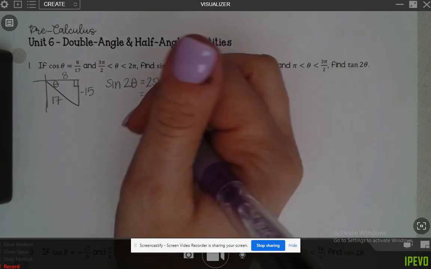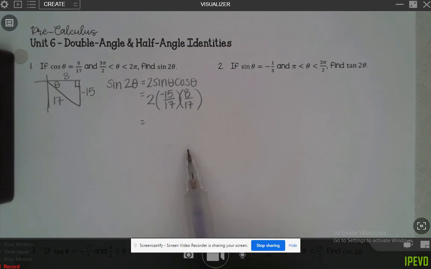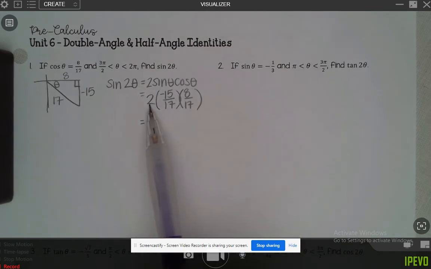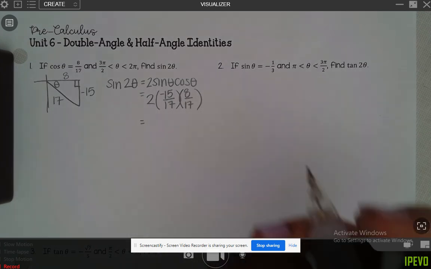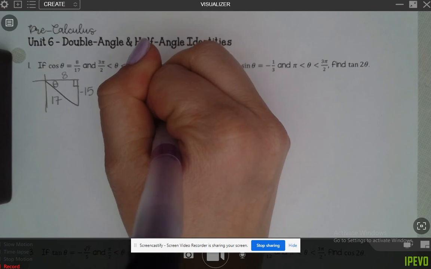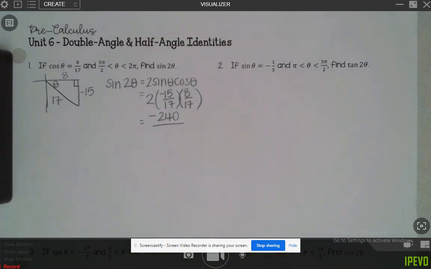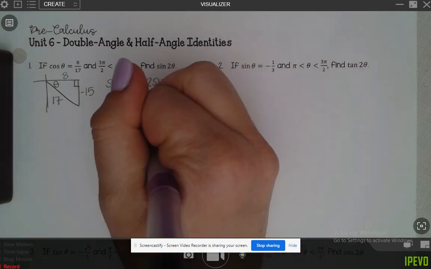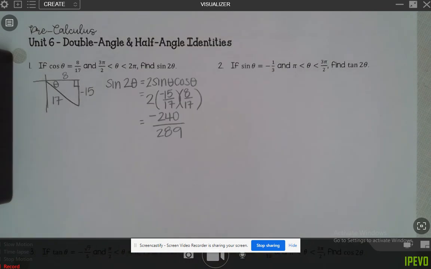So, this is 2 times, that 2 goes in my numerator. Do not multiply the 2 on both the top and the bottom. It goes with my numerator. So this is negative 30 times 8, so that's negative 240, divided by 17 and 17, which I believe is 289. Check to make sure I'm correct. It's 289, right? 17 squared.